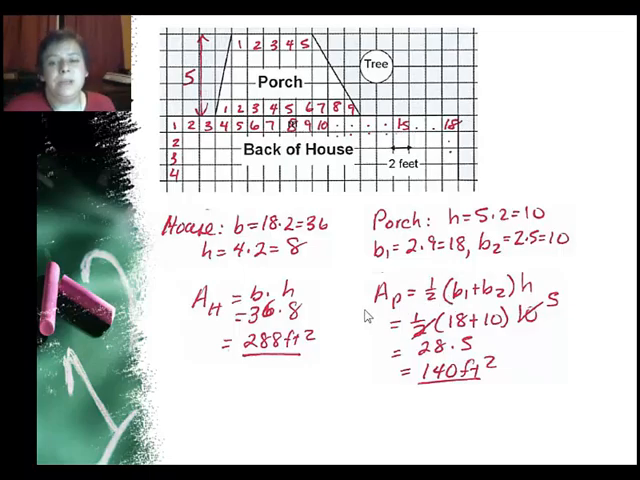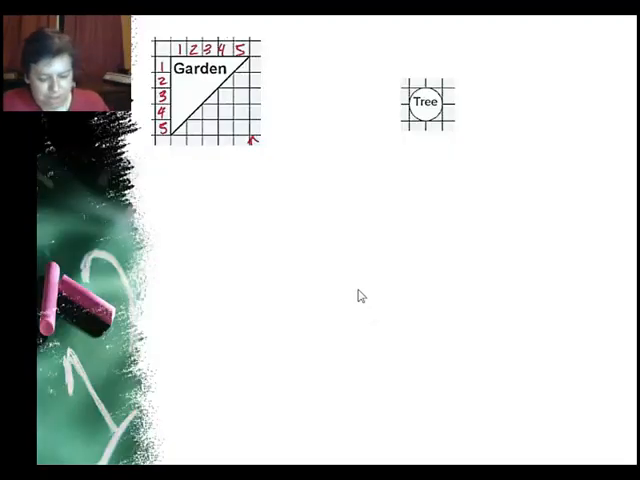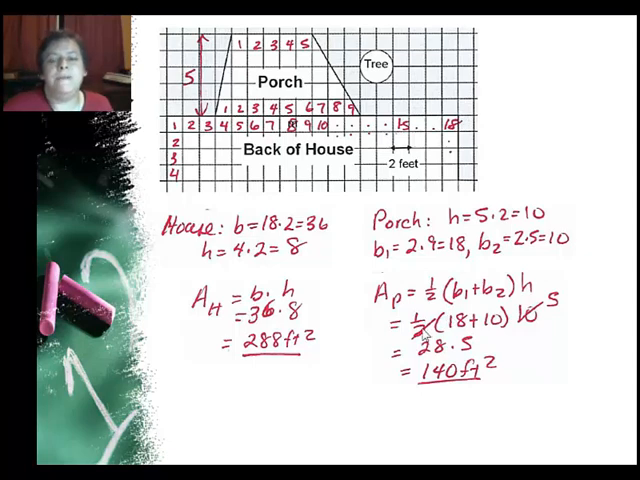Using the formula for the area of a trapezoid, let me come back up. Using the formula for the area of a trapezoid, I get 1/2 times 18 plus 10 times 10. And I simplified the 10 with the 1/2 to make it a little easier. And 18 plus 10 is 28 times 5. That's a times, not 0.5. And I get 140 feet squared.